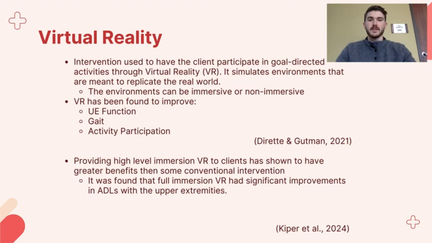Virtual reality is an intervention that can be used to have the client participate in goal-directed activities. The VR simulates environments that are meant to replicate the real world. The environments can either be immersive or non-immersive. When it comes to the VR, it is found to improve upper extremity function, gait, and activity participation. In a study by Kuiper, it found that providing high-level immersion VR to clients showed greater benefits than some conventional interventions. It was also found that the full immersion VR showed significant improvements in ADLs with upper extremities for stroke patients.